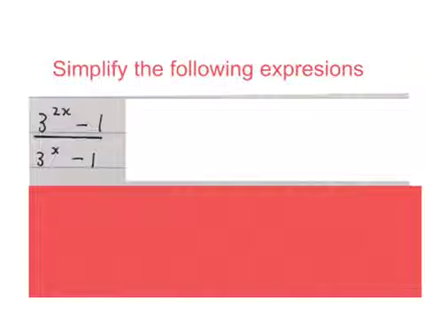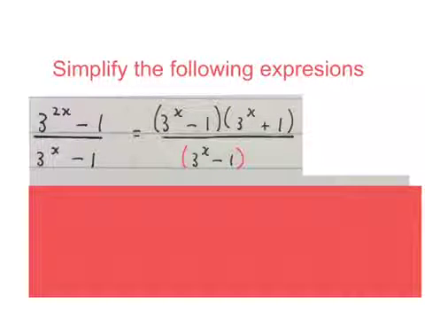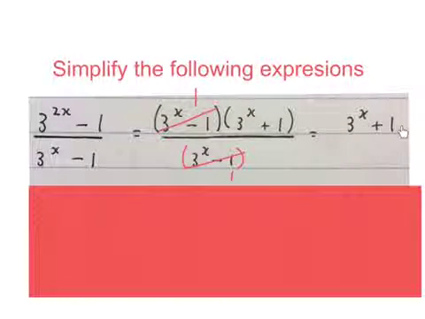Right, here's our first sum. They say simplify the following expression. So we got 3 to the power of 2x minus 1 over 3 to the x minus 1. First thing we do is we keep the bottom, and then we factorize the top. If you look backwards now, 3 to the x times 3 to the x will give me 3 to the 2x. The minus 1 times plus 1 will give me minus 1. So this factorized will look like this. Then we will cancel. 3 to the x minus 1 goes in here once, and 3 to the x minus 1 goes in there once. So they cancel each other. My final answer is 3 to the x plus 1.